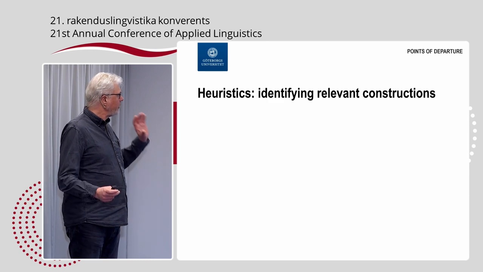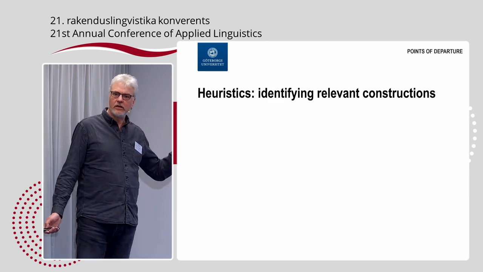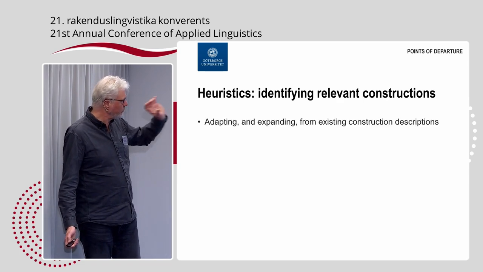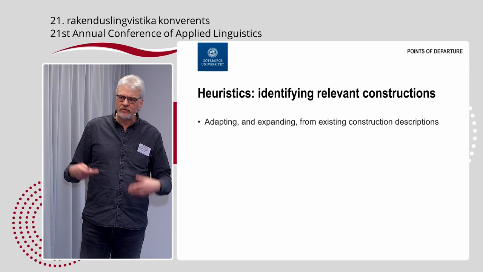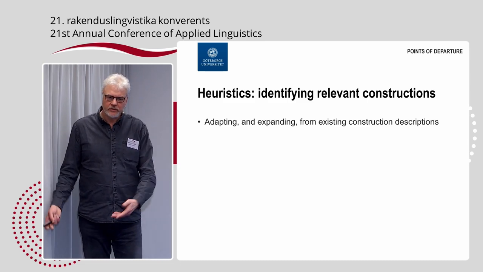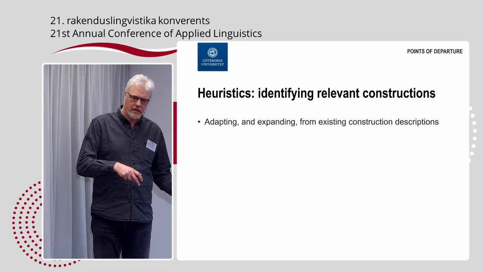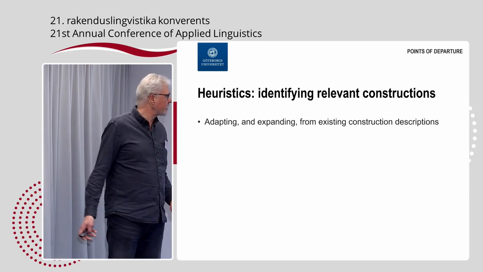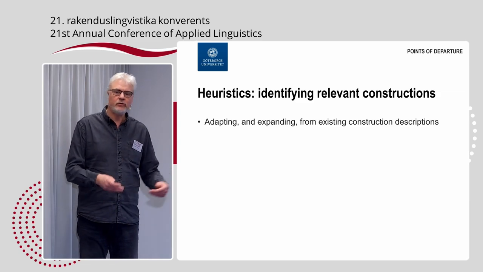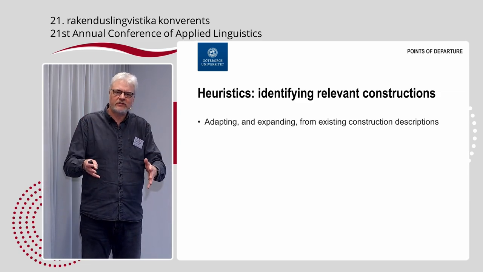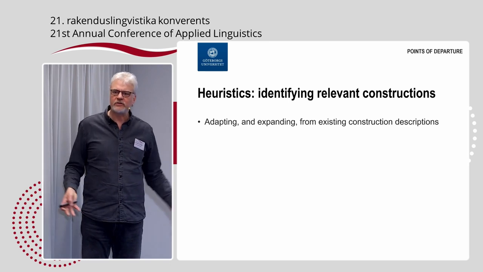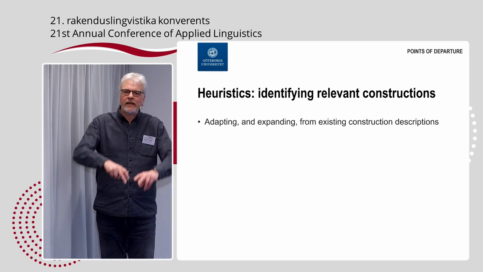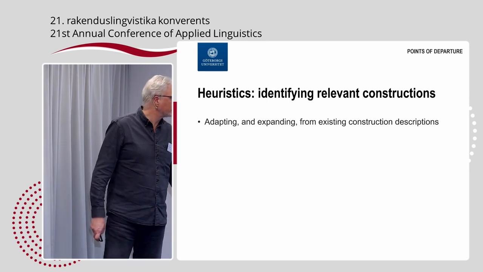And then how do you identify the constructions to cover? A good starting point is that you usually have descriptions of some constructions in the language. So you adapt them to this format. And when you have them, you can expand by finding related constructions with similar meanings. And you need to distinguish one construction from the ones around it anyway. So it's like the circles in the water when you throw a rock or something.